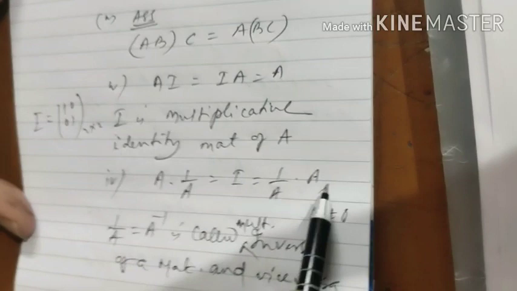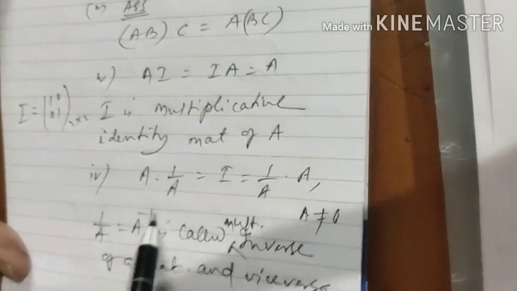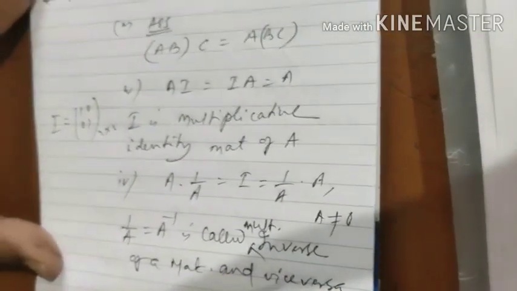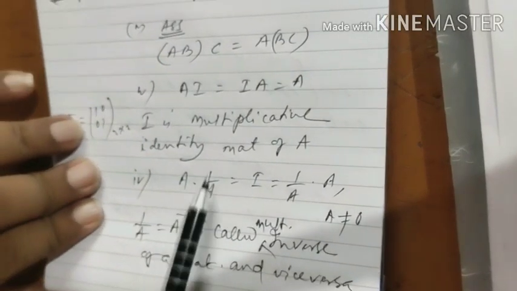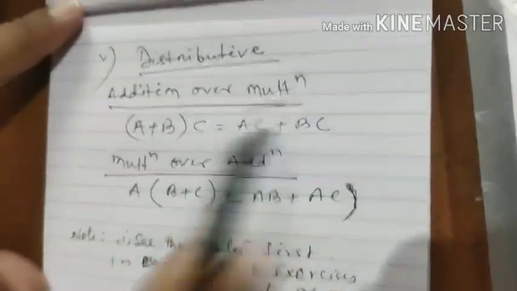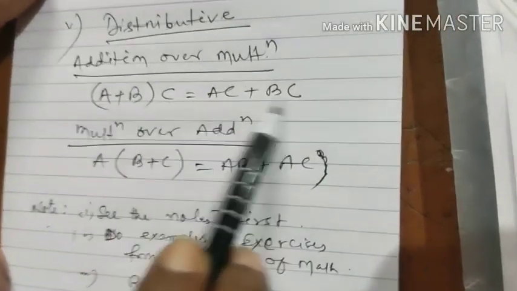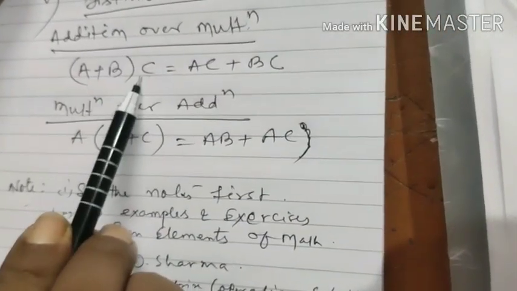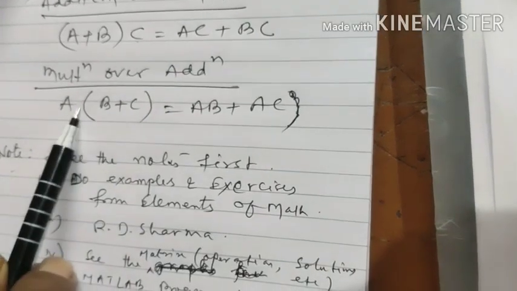Identity means I is equal to, for a 2 by 2 matrix, 1, 0, 0, 1. This is the identity matrix. A into 1 by A equals I, 1 by A into A equals I. Also 1 by A means A inverse, A to the power minus 1. This is called the multiplicative inverse of a matrix and vice versa. That means the inverse of A inverse is A. Distributive law: multiplication over addition, where the first is multiplication and the second is addition.